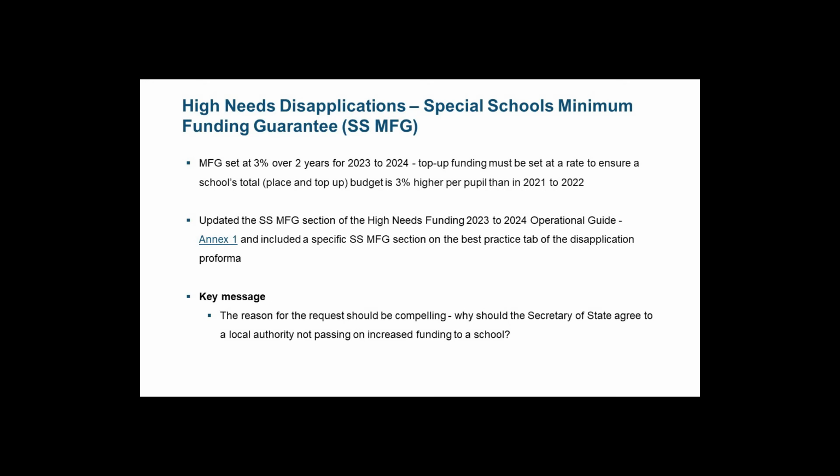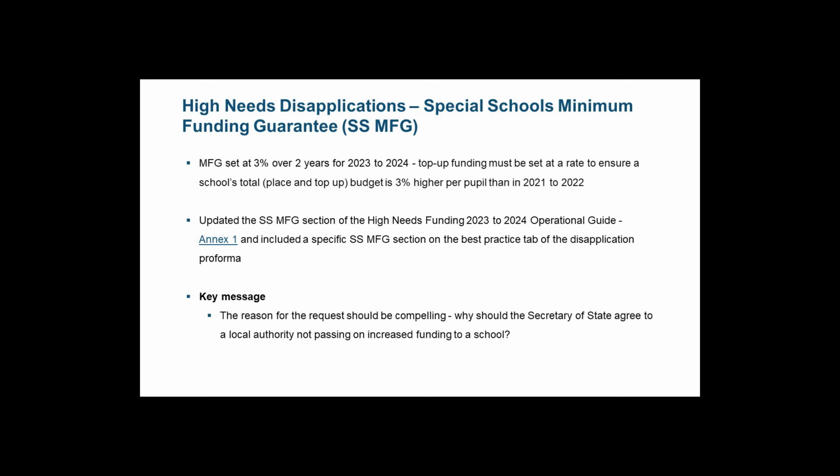So, two final points from me. Local authorities that have a safety valve agreement with the department should make their disapplication request using the safety valve team email. And for other local authorities, we would ask that if you're planning to submit a high needs disapplication request, to get in touch with us for an initial discussion before starting the process. Both of those email addresses can be found on the final slide of this presentation and also in Annex 1 of the High Needs Funding Operational Guide.